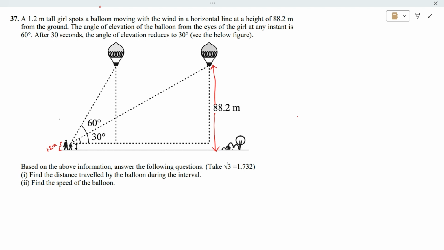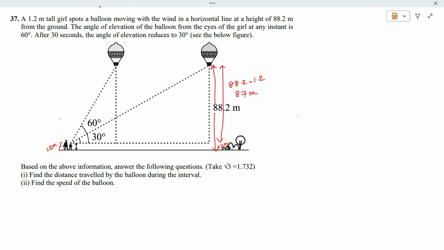And she is 1.2 meter tall. So then what will be the height of the balloon with respect to this horizontal line? I want this, right? So it is 88.2 minus 1.2. So I'm just subtracting 1.2 meter. Okay, so it is going to be 87 meter, isn't it?